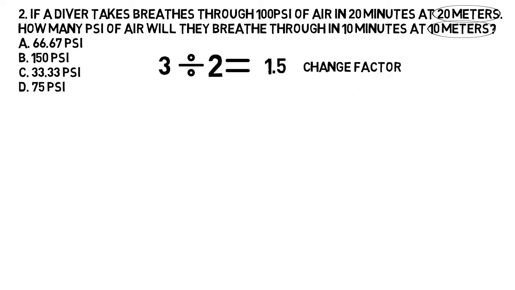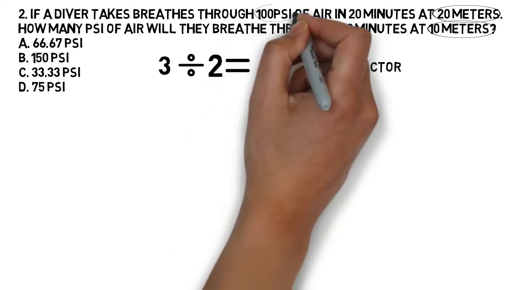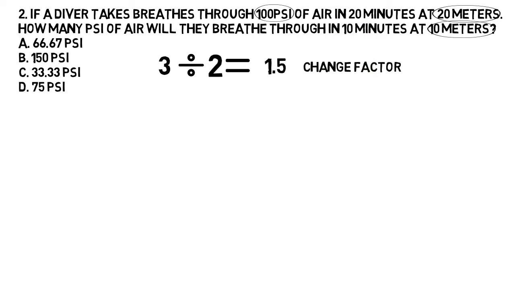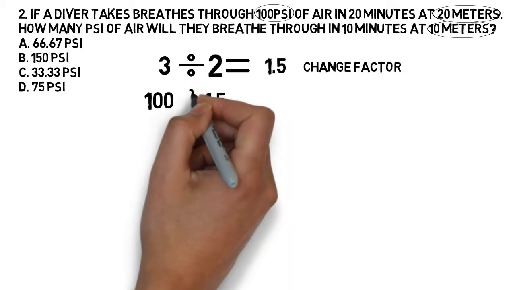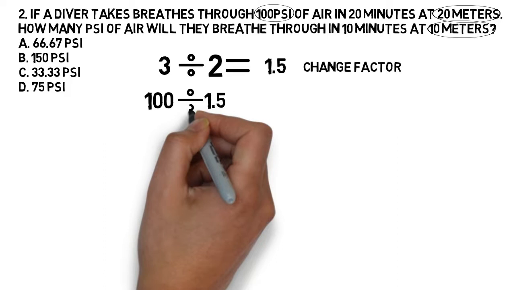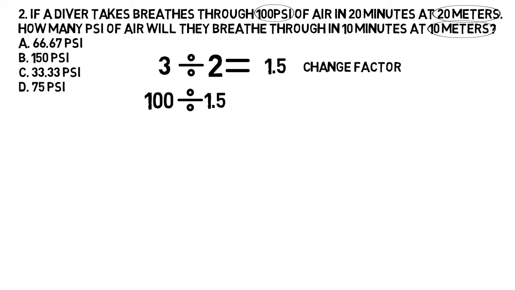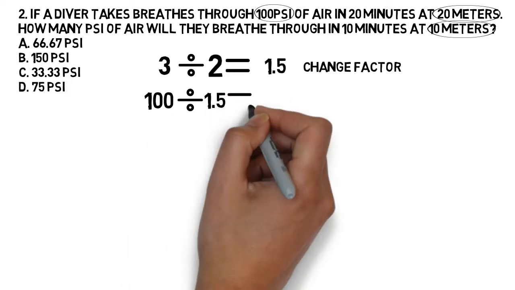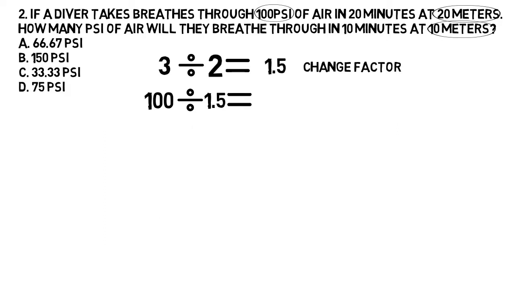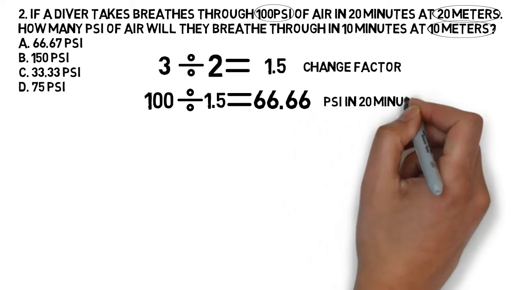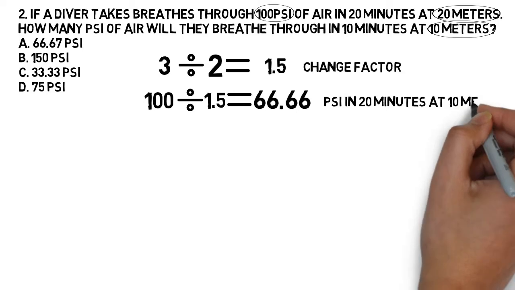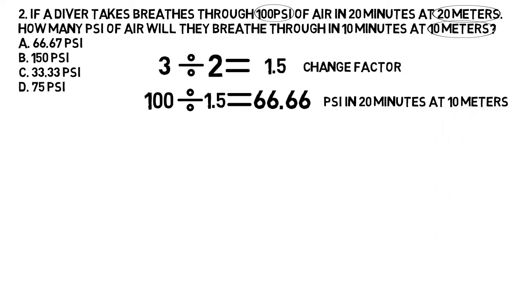What are we going to do with this change factor? Well, let's look at the number of psi we breathe through at the start. According to the question, it's 100 psi, and we're going to use the number 1.5 to change it. We're going to divide by 1.5. 100 divided by 1.5 gives us 66.6 psi. What have we found there? We have found the number of psi we would breathe through in 20 minutes at 10 meters.